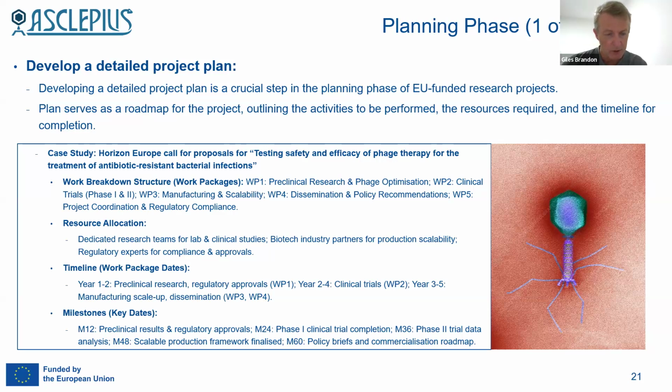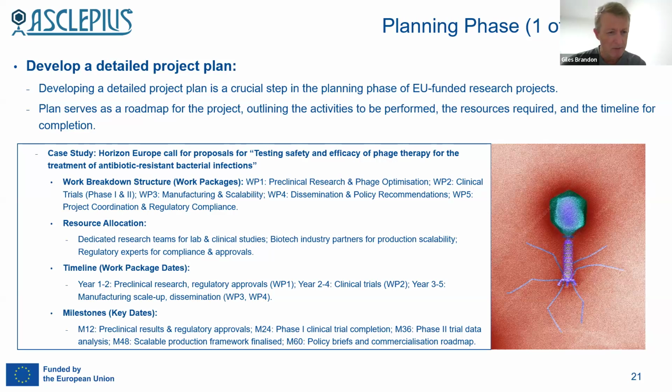Resource allocation. So we need to start planning this in more detail. This means we need to think about defining the dedicated research teams for lab and clinical studies. We need to think in detail about the biotech industry partners for production scalability, and about the tasks and experts in regulation for compliance and approval.